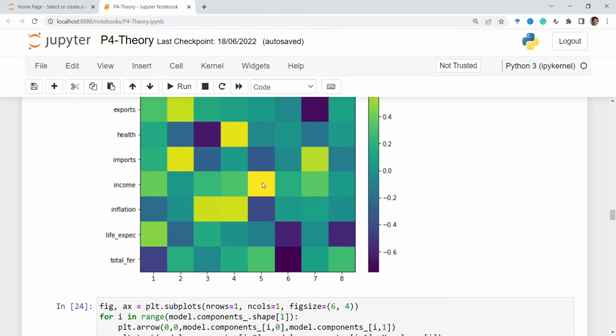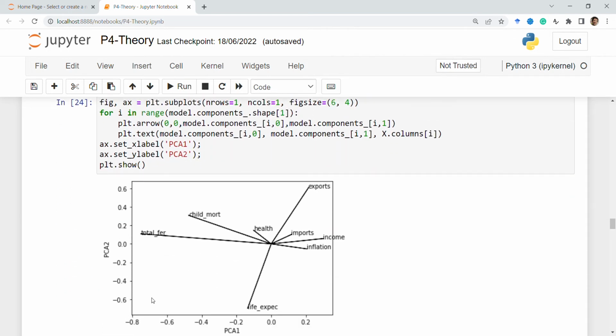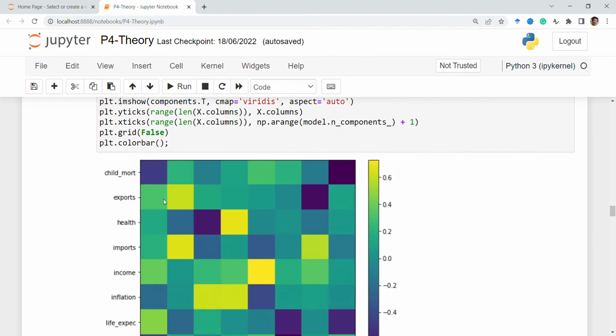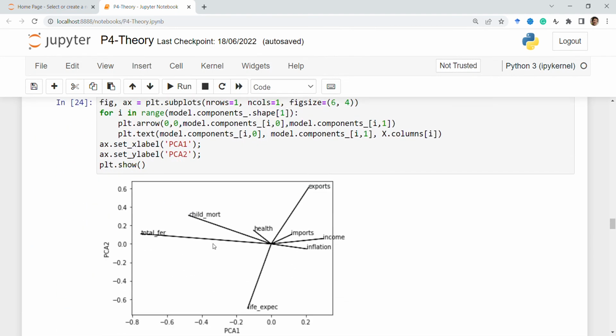So here it is, the same matrix, but now in a visual way. We can also project the original variables onto the axes defined by PCA1 and PCA2. So for instance, if we look at PCA1, PCA2, the first variable would have this coordinate: minus 0.47, 0.21. So child mortality would be there. And you can do the same for the other variables.